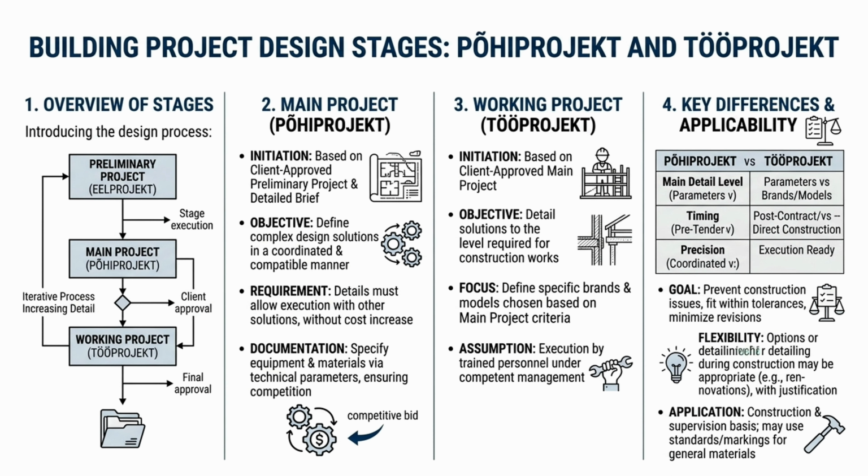Here, all instructions and design components must be coordinated and free from contradictions. The aim is to prevent construction issues, ensure everything fits within allowed tolerance, and minimize the need for changes during the building. The working project is judged successful if its instructions are so clear and complete that no further documentation corrections are needed during the construction, as long as everything remains within standard tolerance.